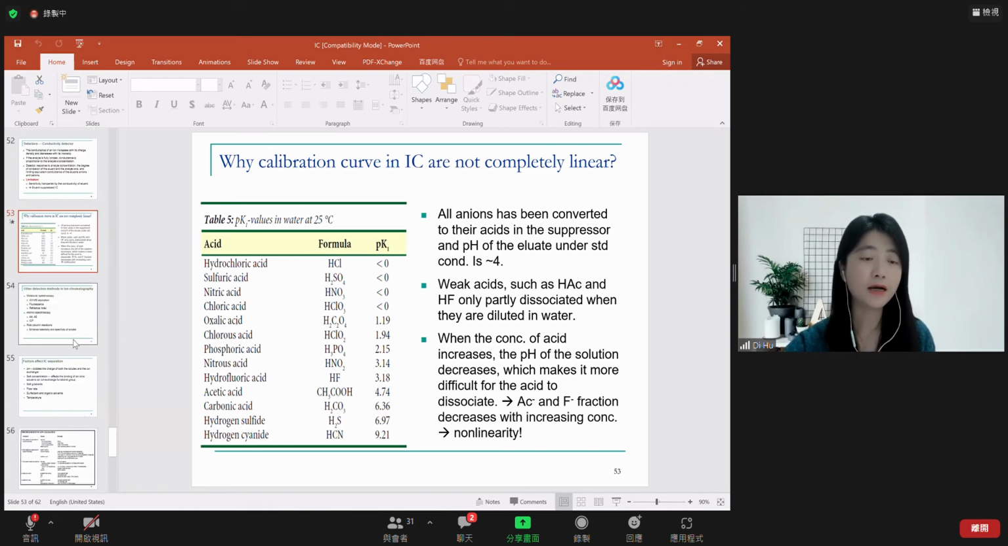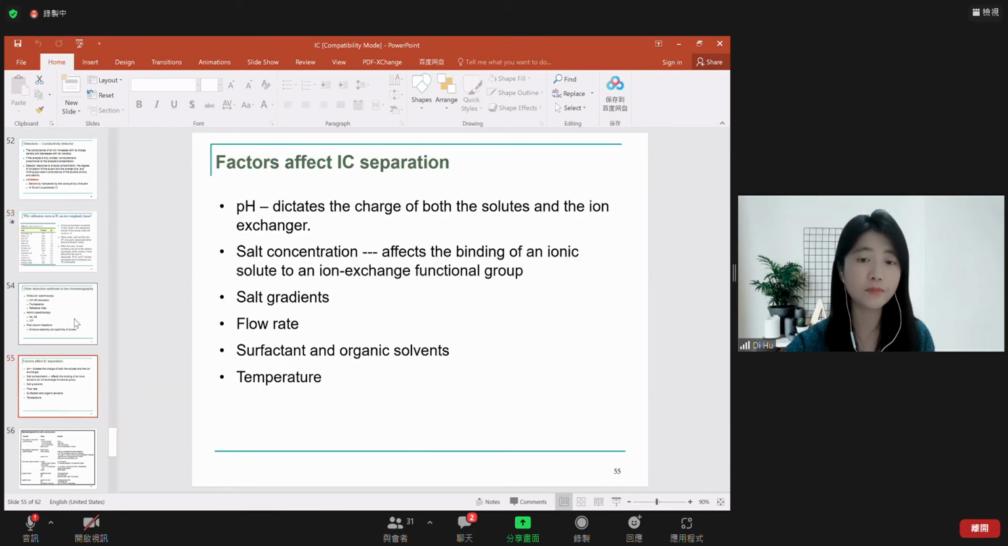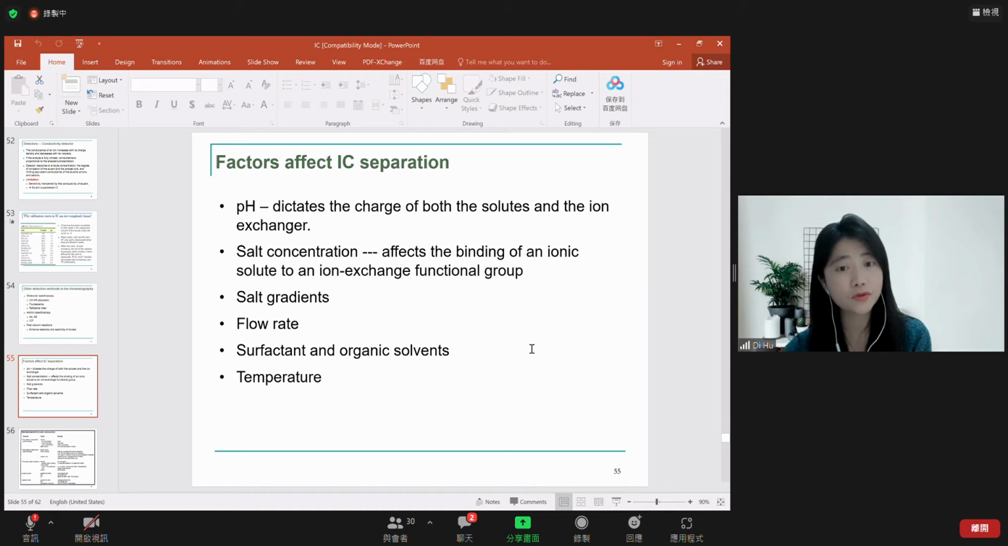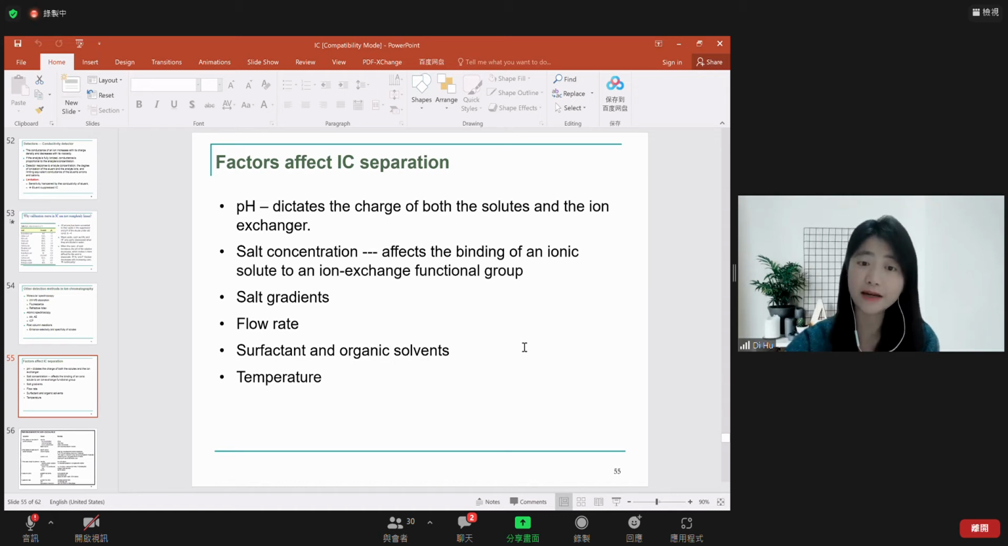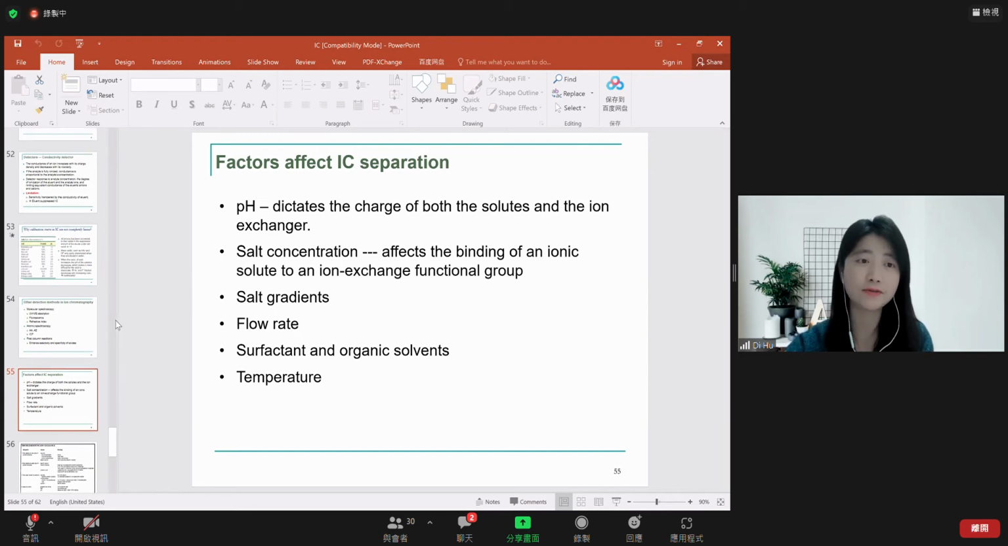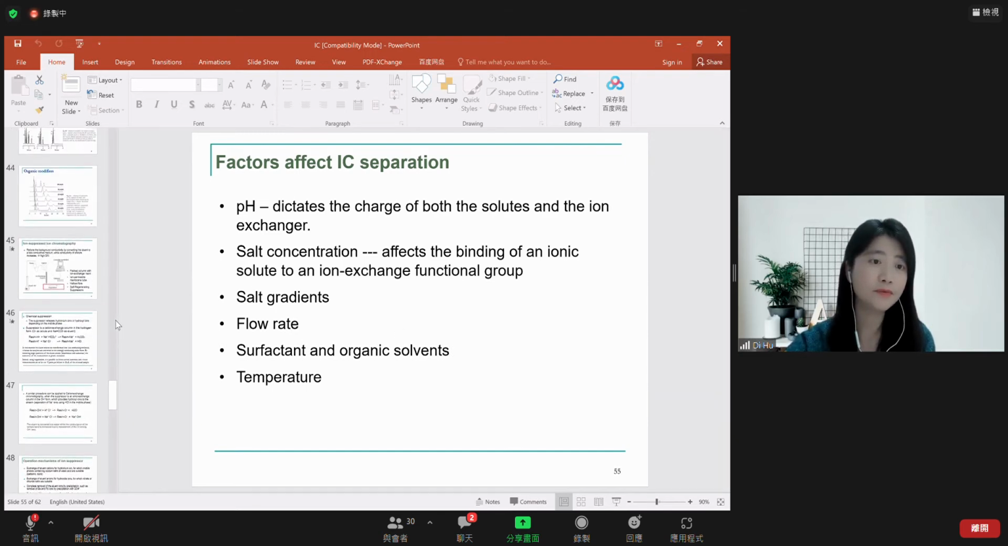Okay, so I think we stop here, right? There are different factors that can influence the IC separation, including the pH, salt concentration, salt gradients, flow rate, surfactant, and organic solvents. Particularly, we mentioned methanol and ACN, right? Okay, so we still remember.